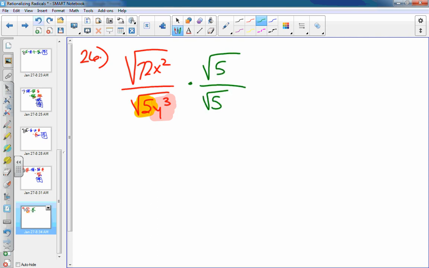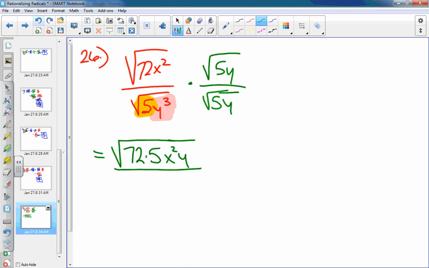Would you agree? Okay, now what about my y's? How many y's do I currently have in there? 3. Is 3 divisible by 2? I need how many more? I need one more to give me a total of how many then? 4. So I'm going to turn this 5 into 5y on the top and the bottom. Do we all see that, yes or no? So now let's marry the tops. That's going to be 72 times 5x squared y all over 5 squared times y to the 4th. Yes?